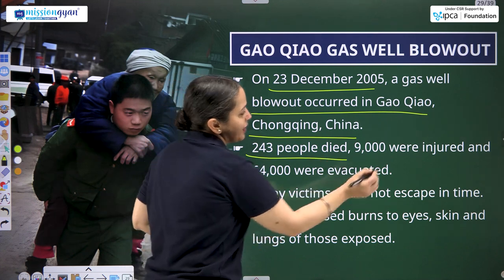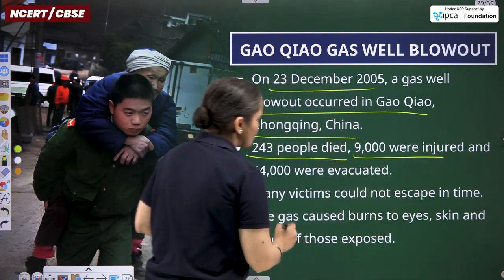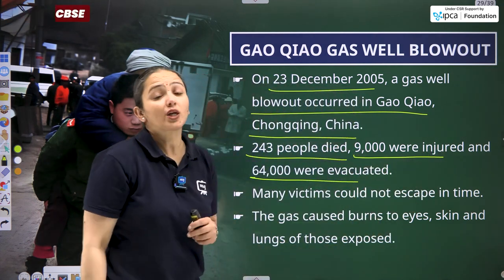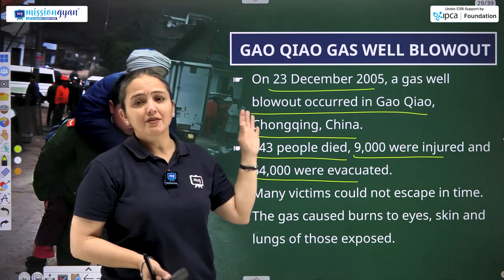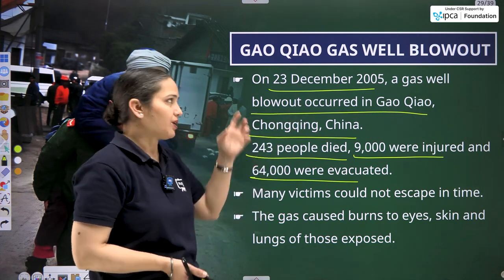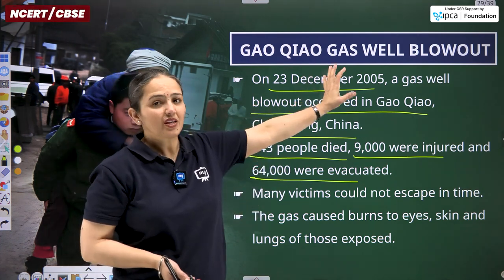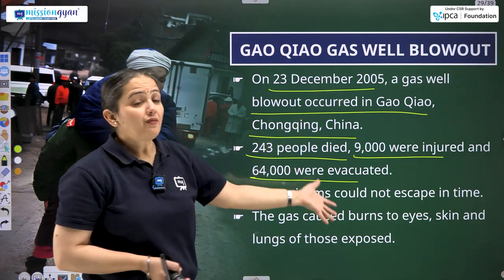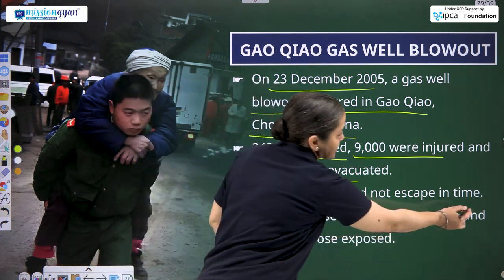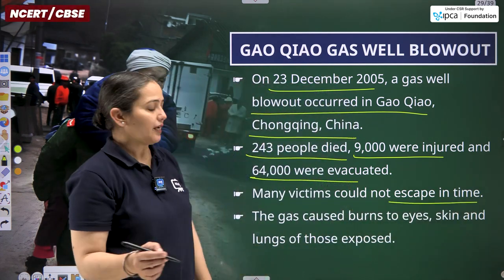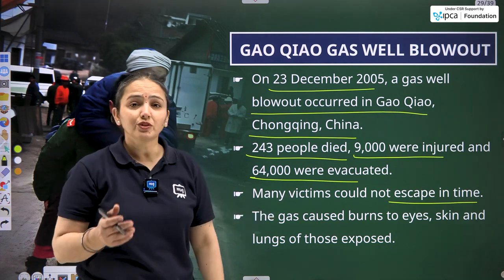243 people died, 9,000 were injured, and 64,000 were evacuated from the places near this gas well, where this gas was extracted from the well. Many victims could not escape in time, so they died, and the gas caused burns too.